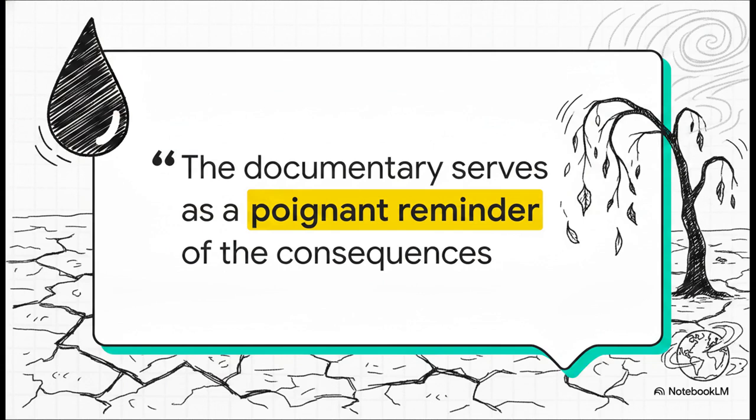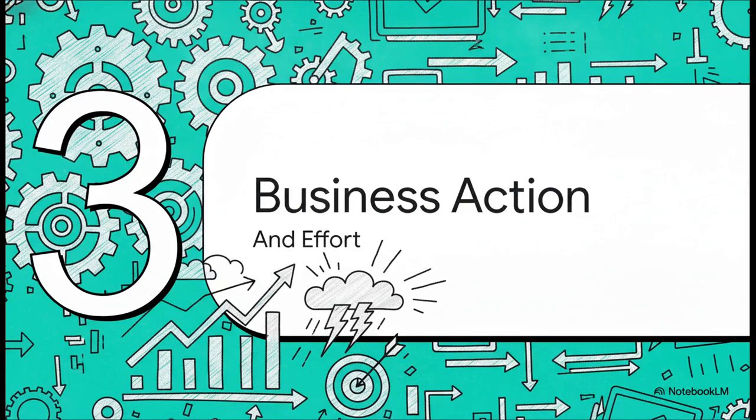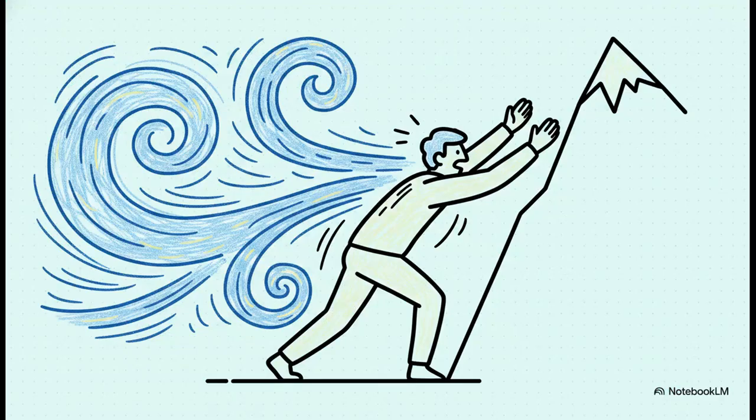Understanding that core image allows you to wield the word with exactly the right emotional gravity, which examiners absolutely love. Okay, on to Section 3, business action and effort. Let's consider the word strive. On paper, it just means to try hard. But its core image is honestly so heroic.